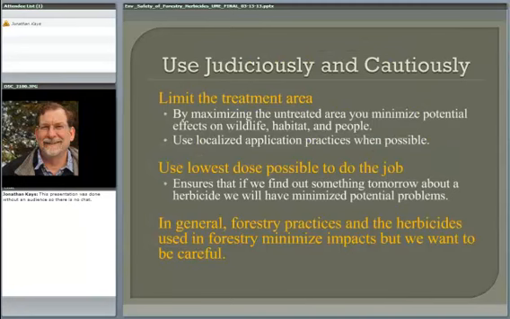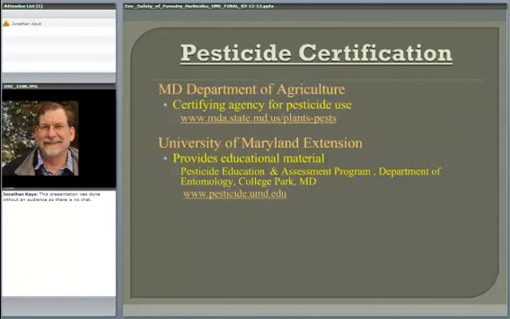So the basic concern here is, first of all, to limit the treatment area. By maximizing untreated area, you minimize potential effects on wildlife, habitat, and people. Use the most localized application, and use the lowest dose possible to do the job. Don't use it if you don't need it. Two ounces is good. That doesn't mean that six ounces is three times as good. That thinking has got to go away. So in general, forestry practice and the herbicides used in forestry minimize impacts, but we want to be careful.